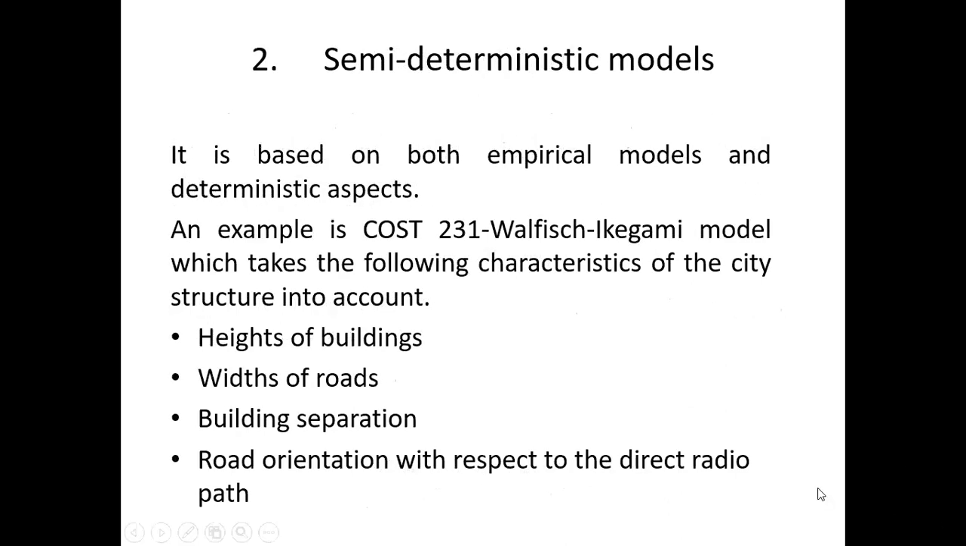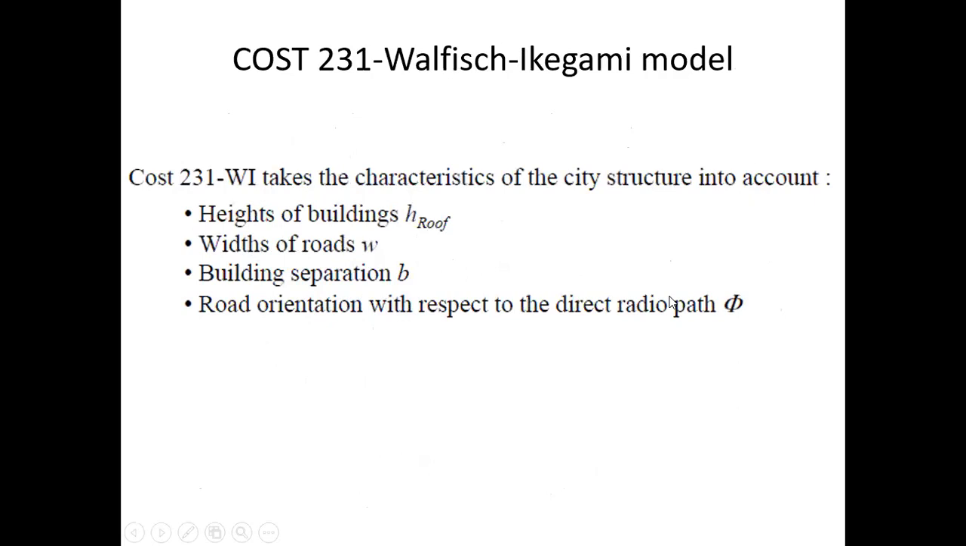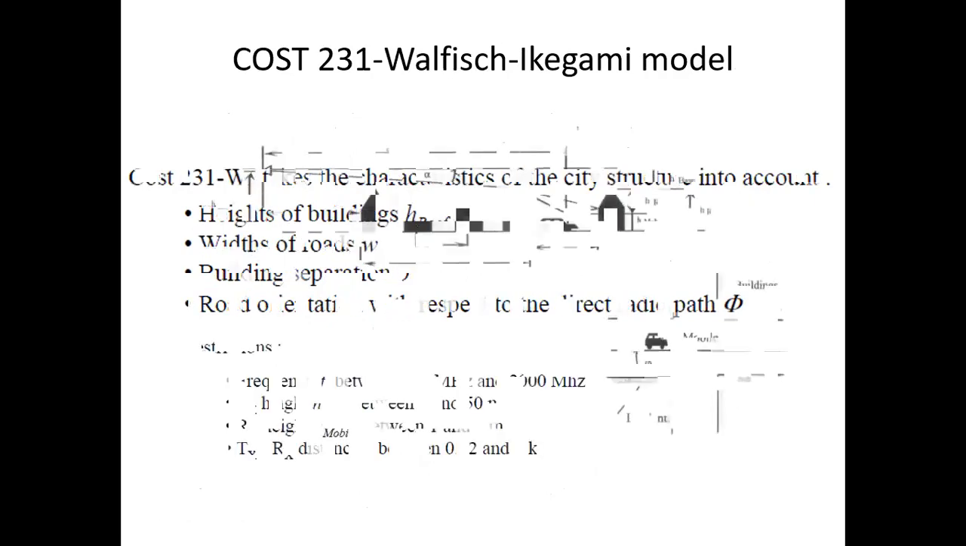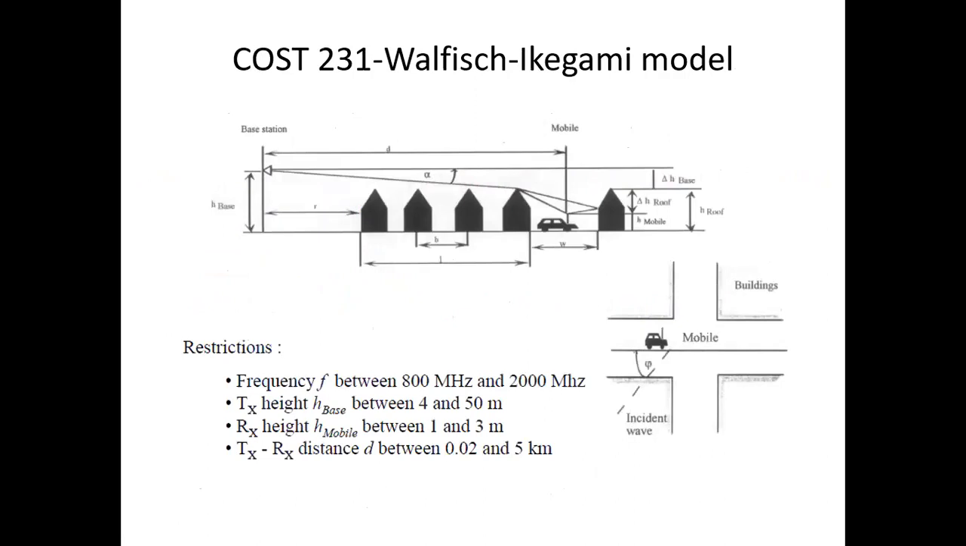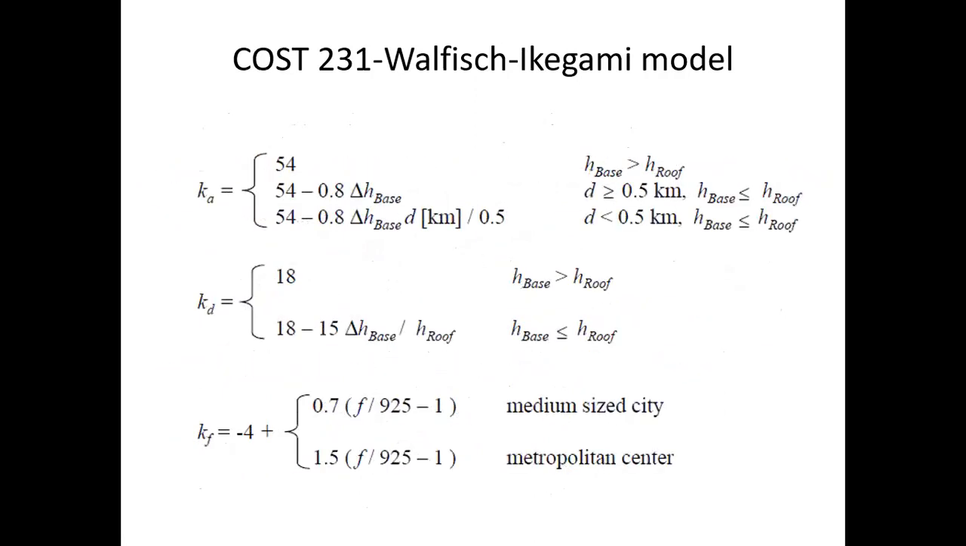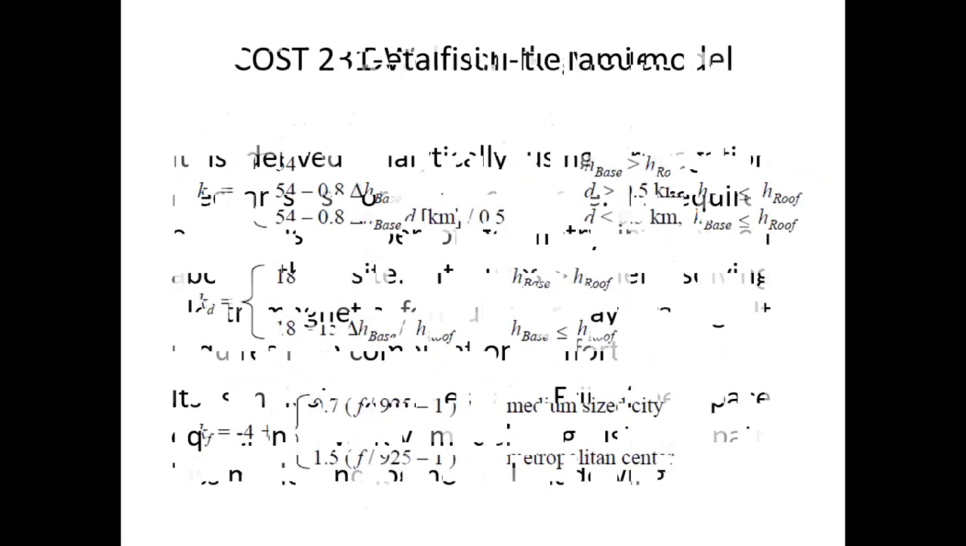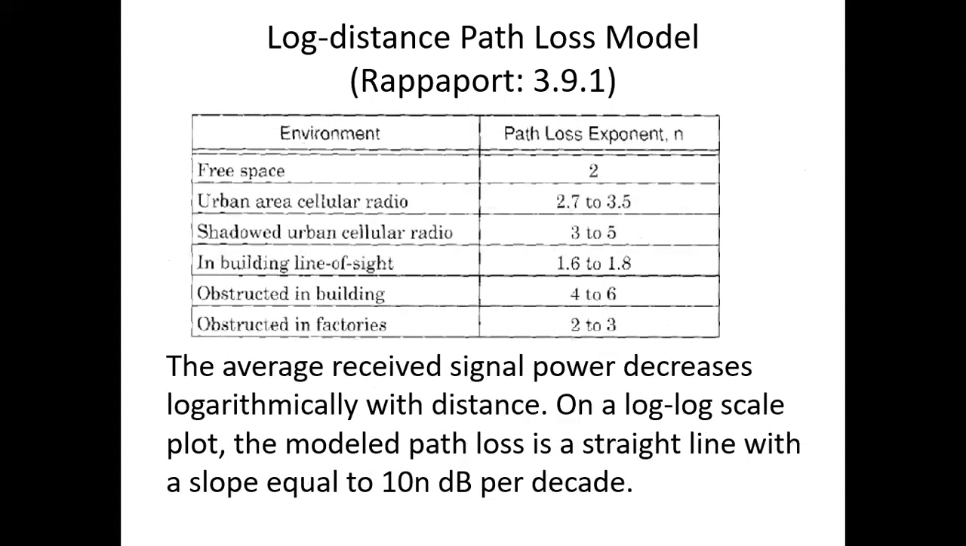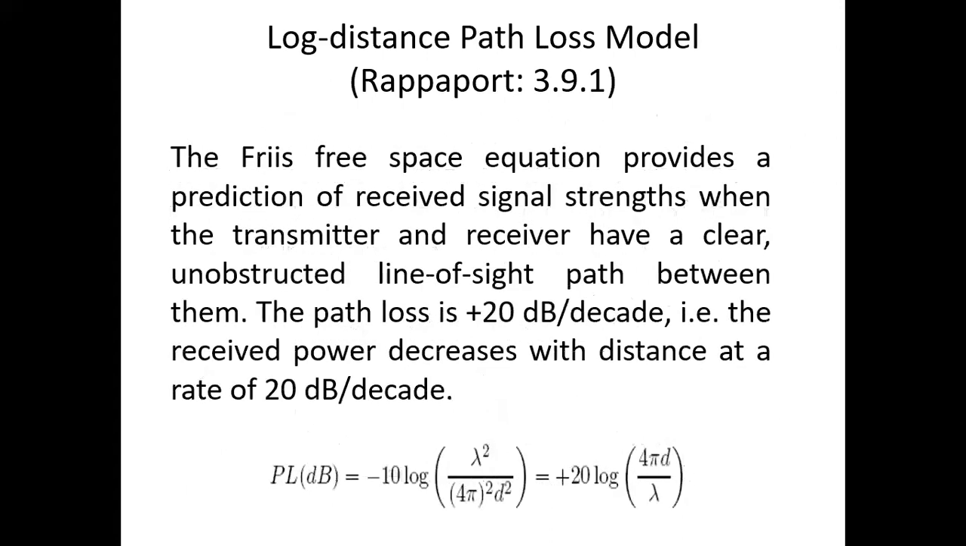Now for a semi-deterministic model, we are showing an example here. Again, it is developed by the same body, COST, and it is called COST 231 Walfisch-Ikegami. Initially it was proposed by those people, Walfisch and Ikegami. Now this model is mostly used for an environment where you have narrow alleys between houses, like the old town, especially the old town of Dhaka. Not every old town looks like that.